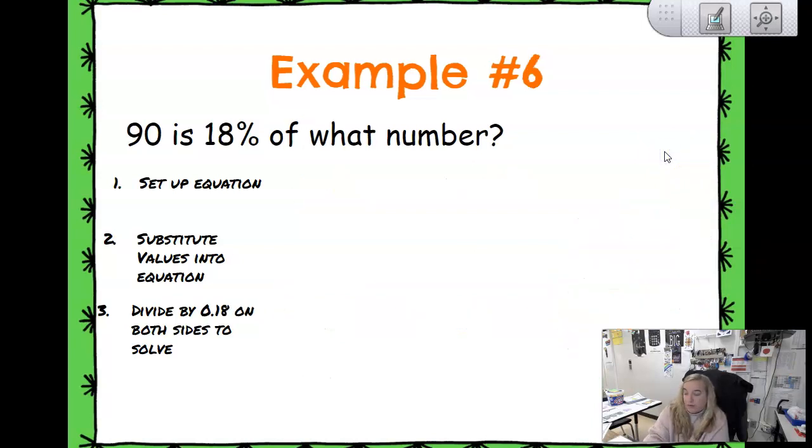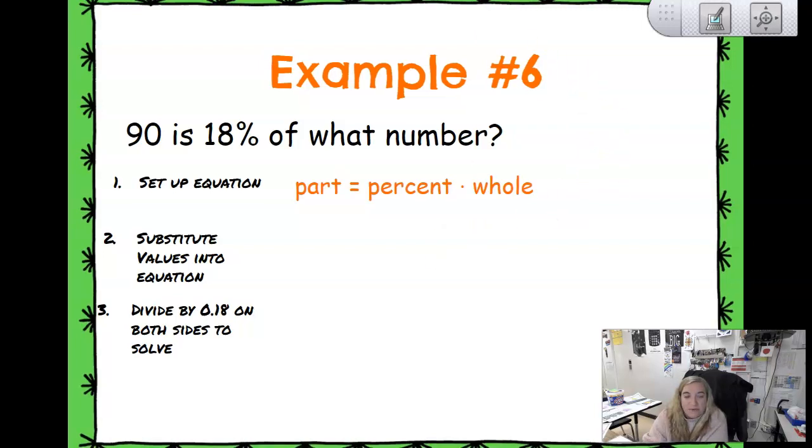All right, last one, example 6. We have 90 is 18% of what number? So again, set it up. Step 1, part equals percent times whole. Step 2, now start substituting the values into the equation.